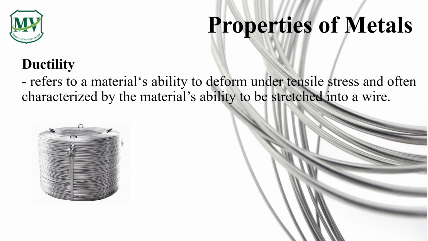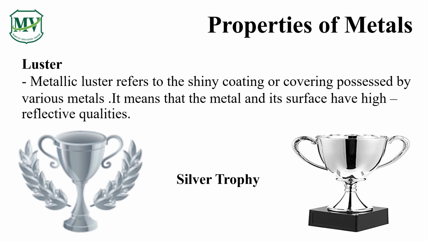Do you know what's on the picture? Exactly. That is a coil of silver wire. Do you have any idea what's the property of silver? Well said. You can pull them into wires as they are ductile. Try to observe the outer part of the silver trophy. What can you say about it? Excellent! It has a shiny coating or covering and its surface has high reflective qualities. This characteristic of metal is known as luster.